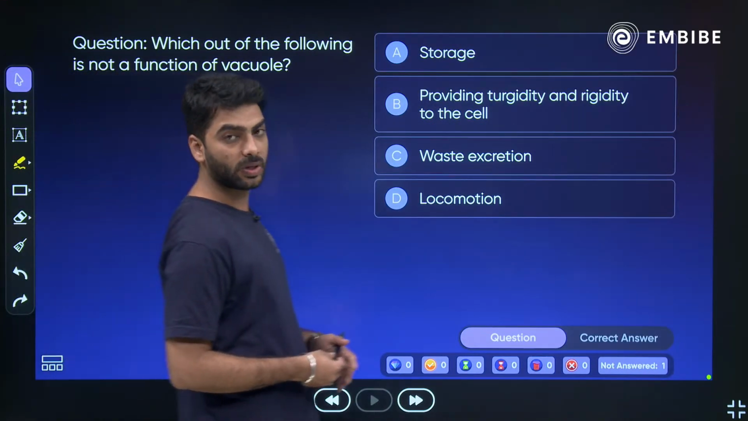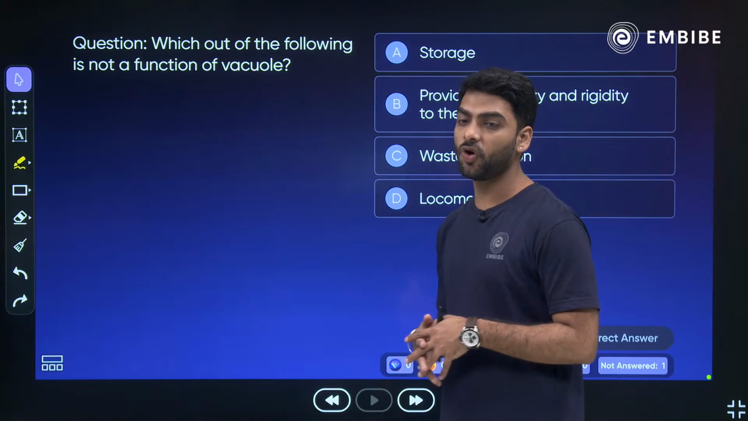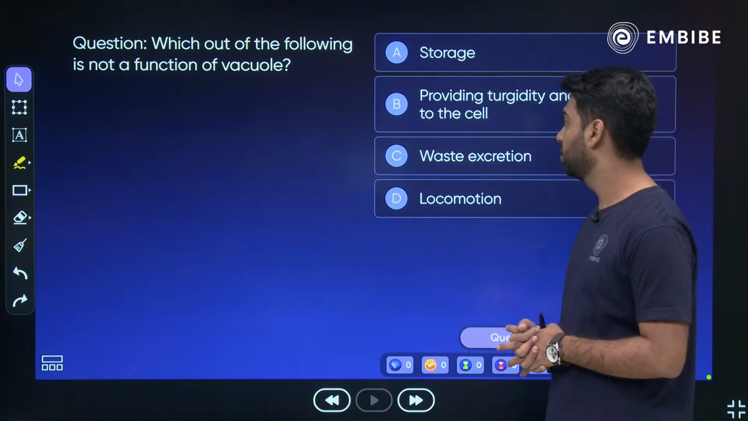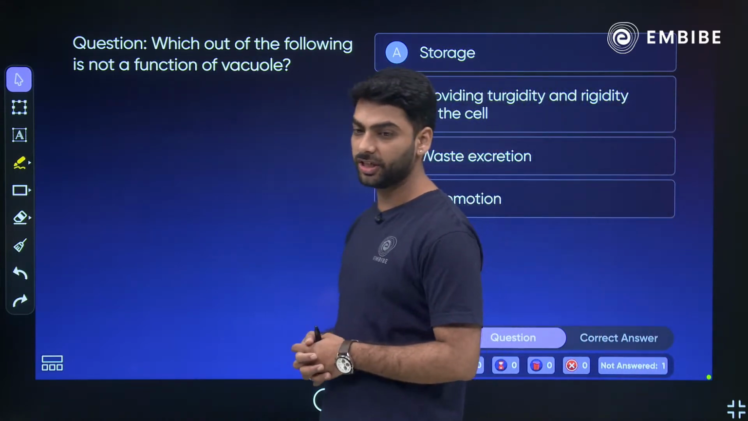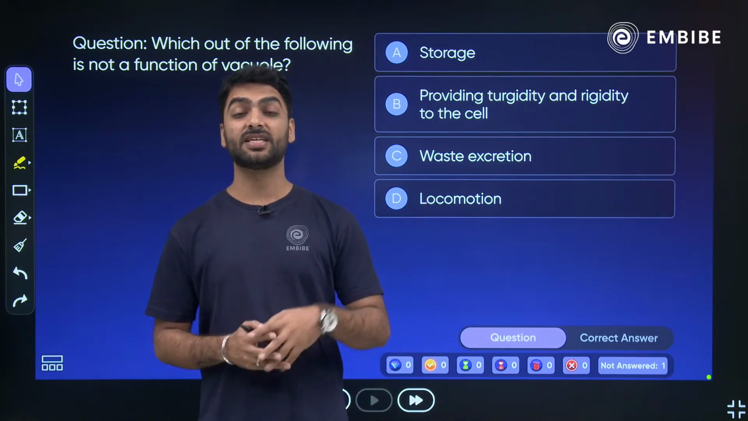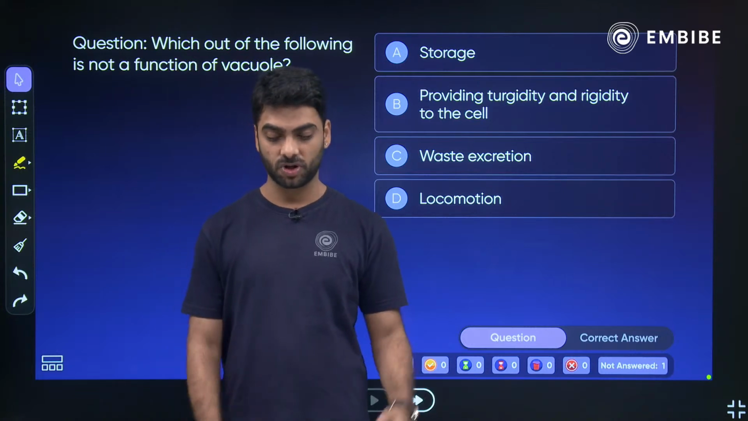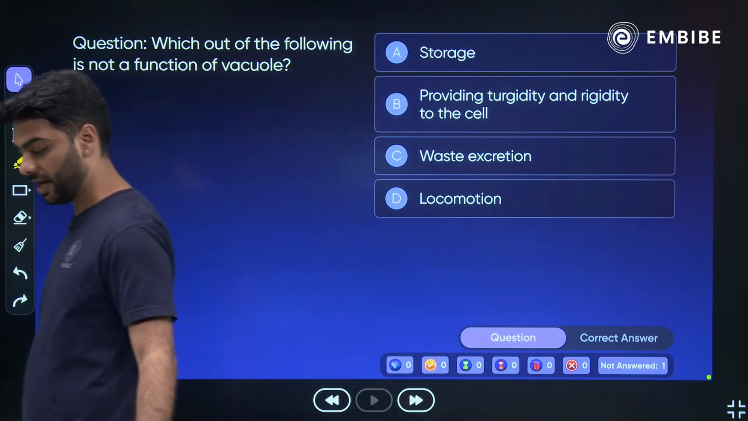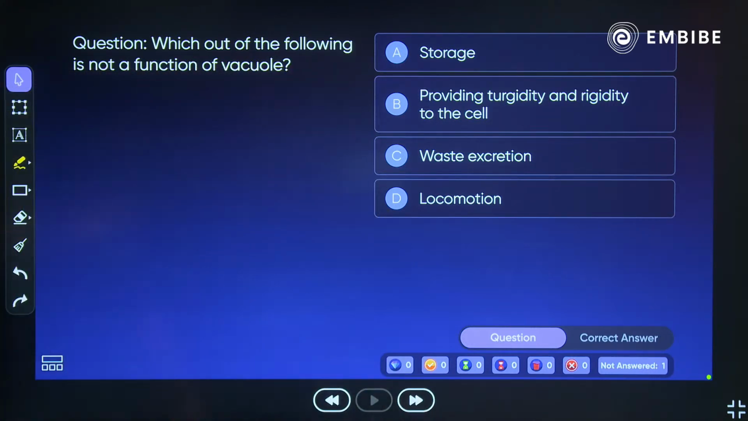So answer this question, it's very easy. Which of the following is not a function of the vacuole? Storage, providing turgidity and rigidity, waste excretion or locomotion. Which of these is not a function of the vacuole? Come on, super easy. Think and answer. 30 seconds.